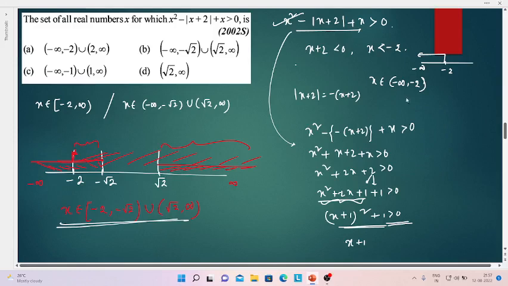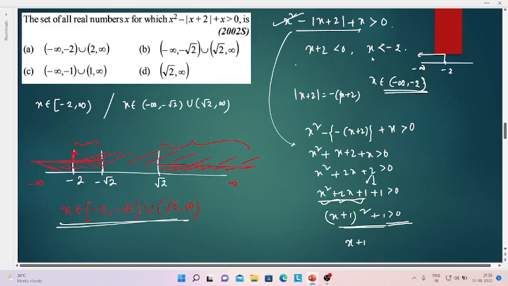And what do we have to take? We have to take negative infinity to minus 2, right? So can you please tell me what will be the solution of this particular case? You can take your time so that you can understand what the solution of this particular part will be, and tell me the solution.